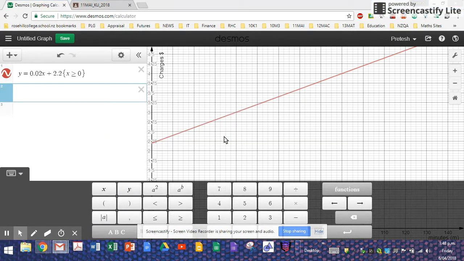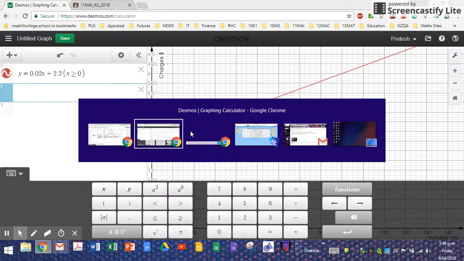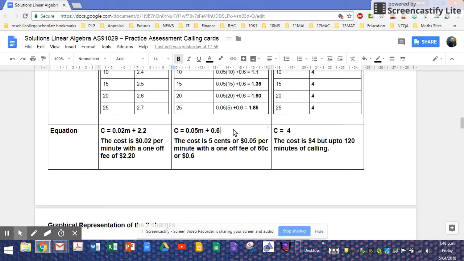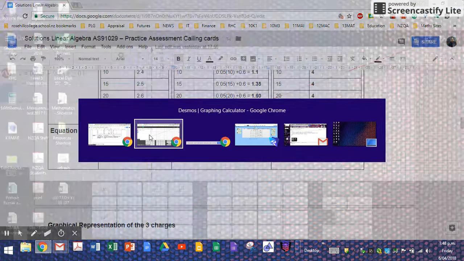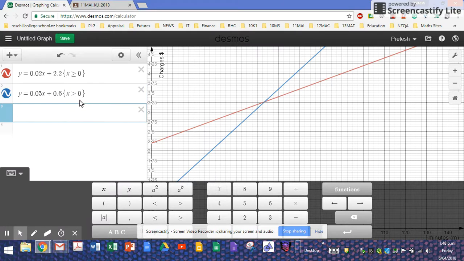Entering my next equation, I want y equals 0.05x plus 60 cents, I think. Go back to my graph. So there we go. Okay, once again, set that up. In case you're wondering, this is just out of curiosity, or if you want to accelerate yourself, this thing here is called the domain. We're kind of restricting where the graphs are starting from.